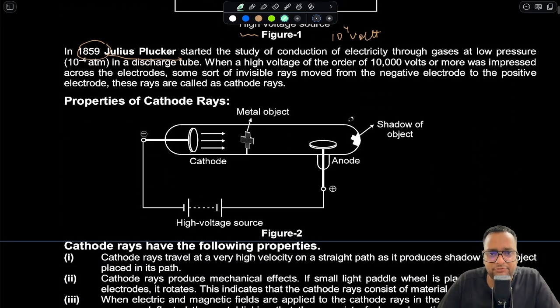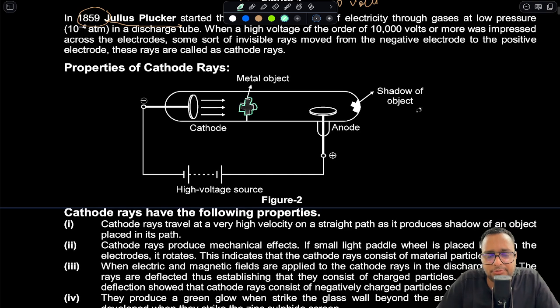So what are the properties of cathode rays? When a metal object is placed on its path, a shadow appears. That means it is traveling in a straight line.